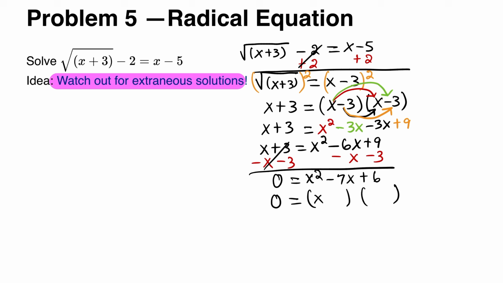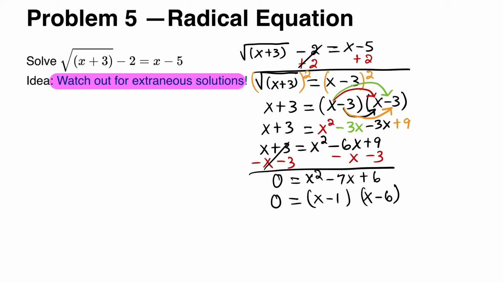We know that x times x is x squared. And remember, we have positive 6 and negative 7. We have to look for two numbers that when you multiply them together, they give you positive 6, and at the same time, when you add them together, give you negative 7. And those two numbers are negative 1 and negative 6. So we have x minus 1 times x minus 6.